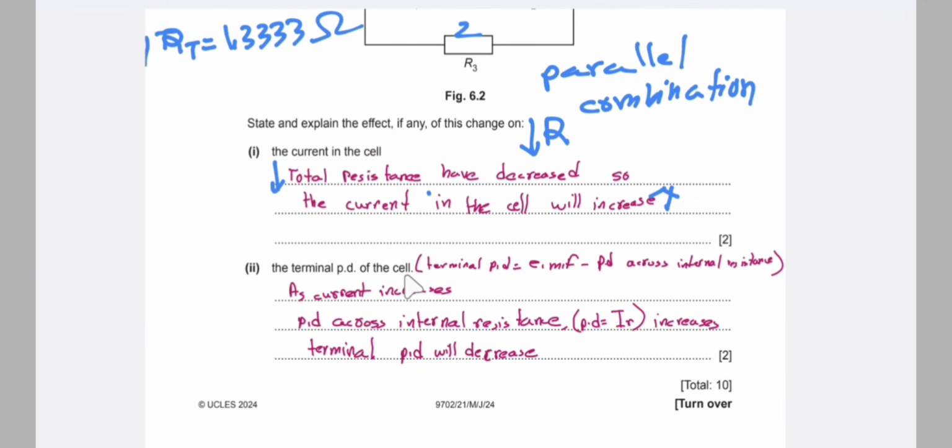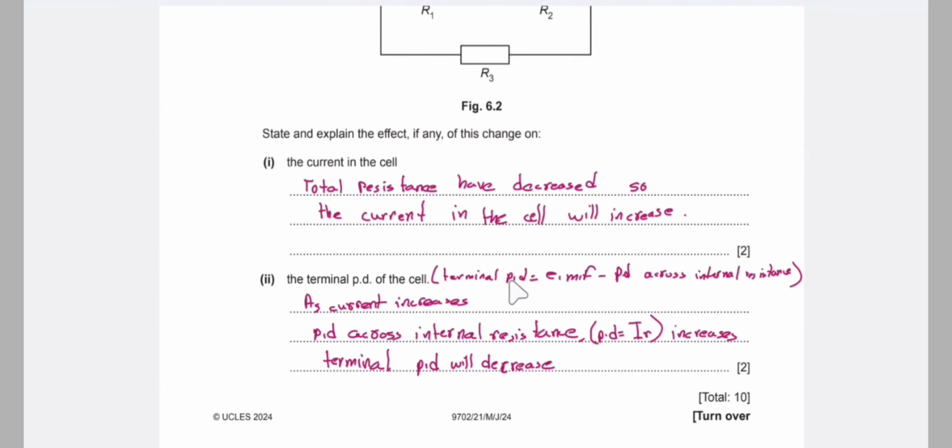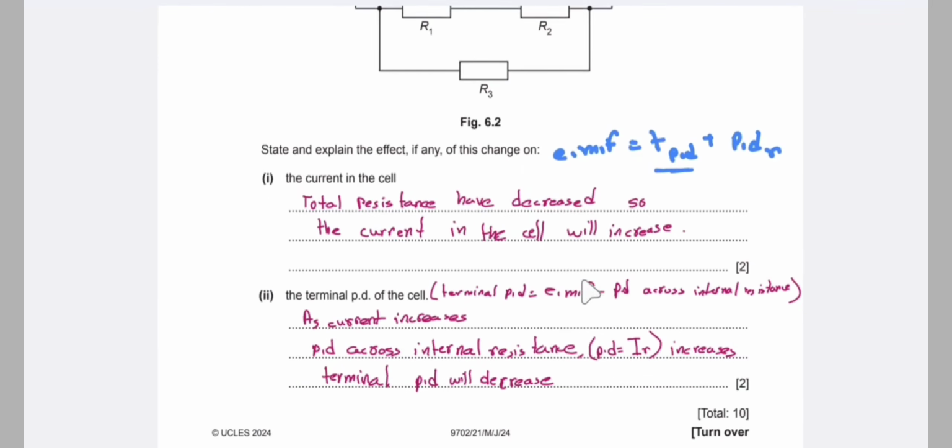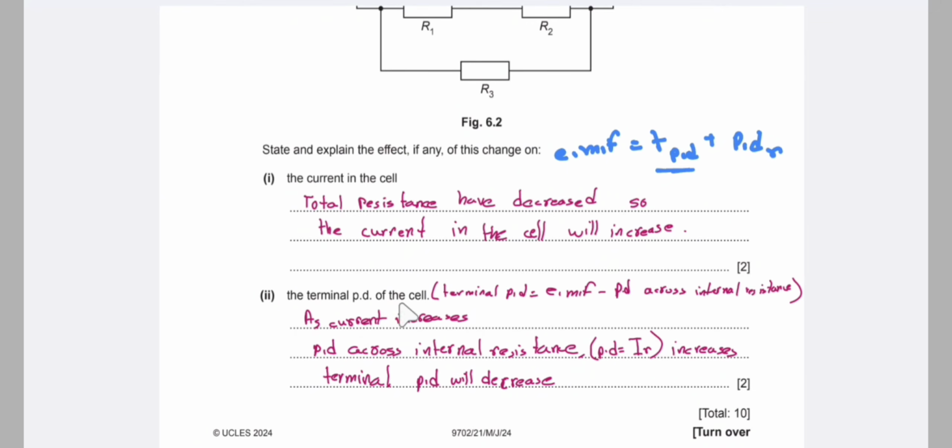Then the terminal potential difference of the cell. What is the terminal potential difference? We know that EMF is equal to terminal potential difference, terminal PD, plus potential difference across the internal resistance. So terminal potential difference is equal to EMF minus potential difference across the internal resistance. What happens to the terminal potential difference of the cell?